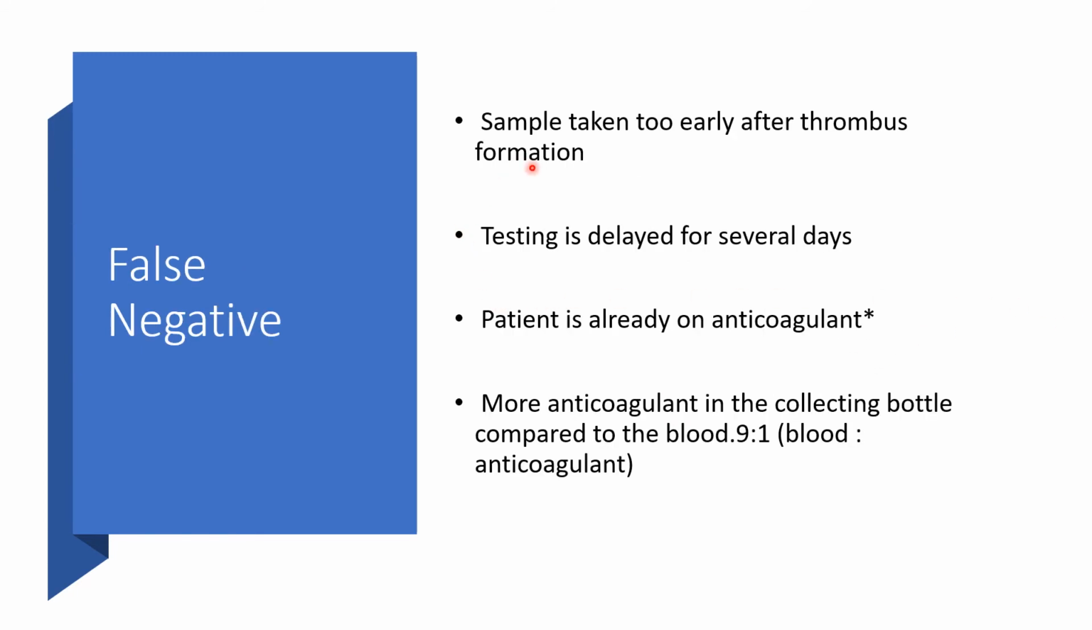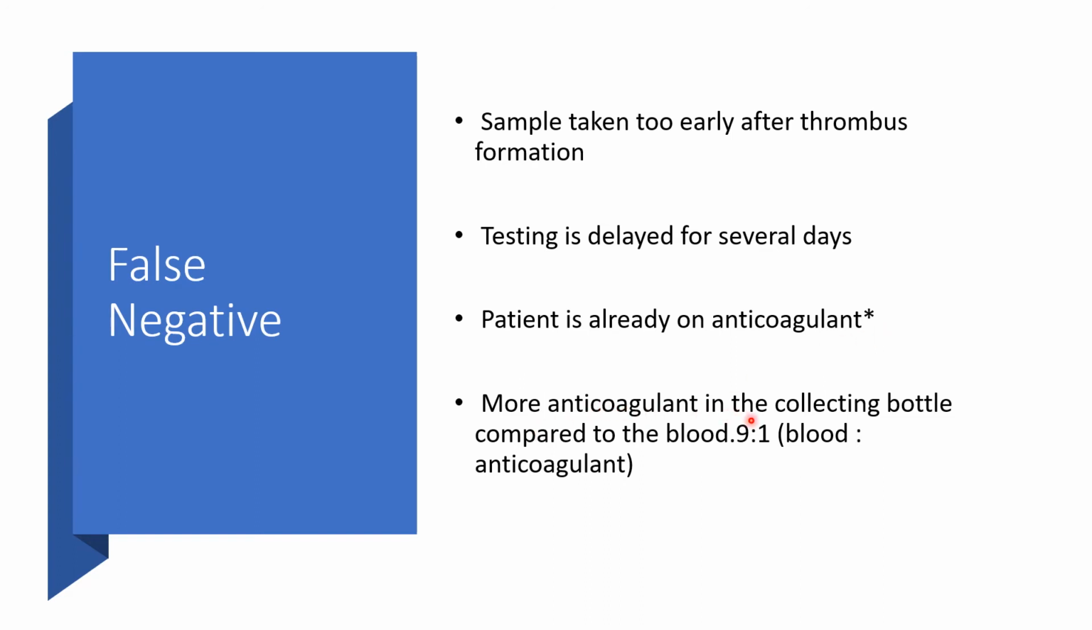In case of false negative, it might be because the sample has been taken too early after thrombus formation, or testing is delayed for several days. Then the patient is already on anticoagulant. If so, that history must be taken. If the patient is on anticoagulant before D-Dimer is taken and the result comes out to be false negative, then it's because of the anticoagulant.